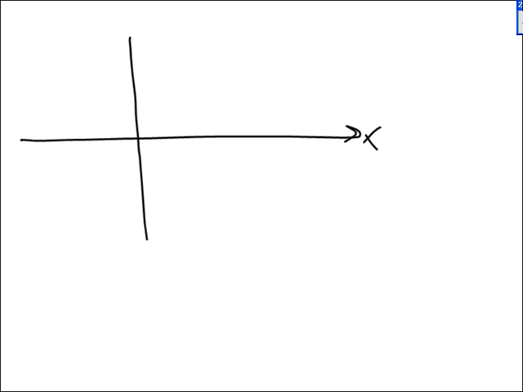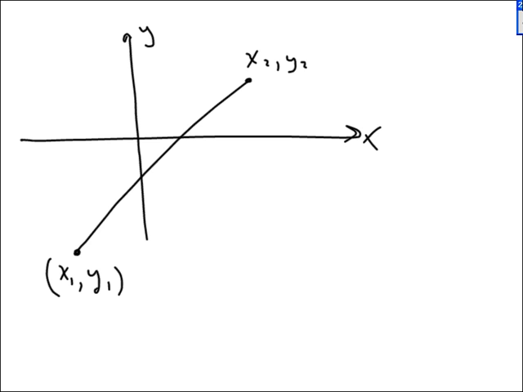The next thing we're going to talk about is the midpoint. Here are the x and the y-axis, and you have some line. This line starts at x1, y1, a line segment, and it finishes at x2, y2. Well, there's a reason that point is called x1, y1.